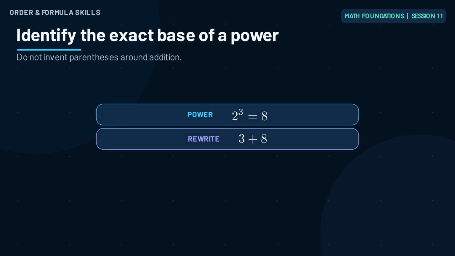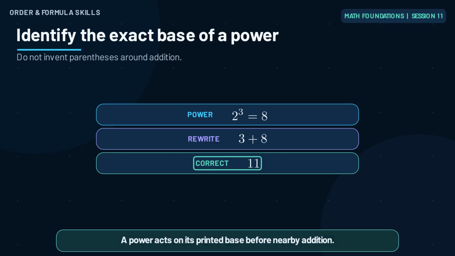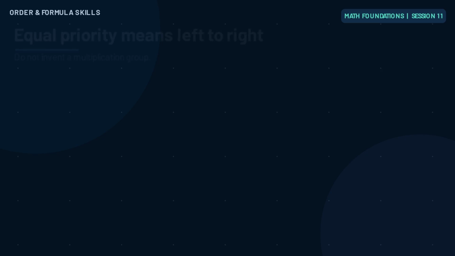Rewrite the expression as 3 plus 8. The correct value is 11. 11 matches the printed exponent structure. Before calculating a power, identify its exact base. Never invent grouping around an addition.